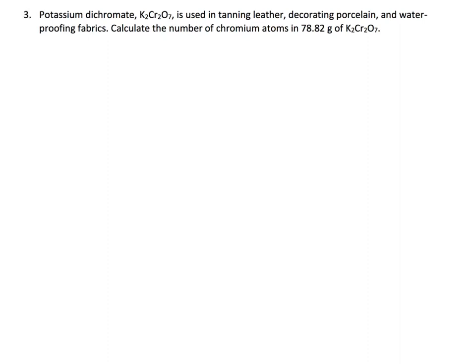All right, next question is number 3. Potassium dichromate is used in tanning leather, decorating porcelain, and waterproofing fabrics. Calculate the number of chromium atoms in 78.82 grams of K2Cr2O7. So this question gives us the number of grams, so it gives us mass. We're going to convert that mass into moles, and then from moles, we can convert that into the number of atoms. It's kind of the logic we're going to follow here.